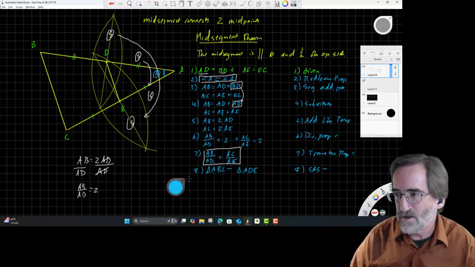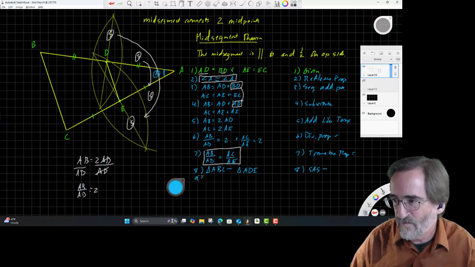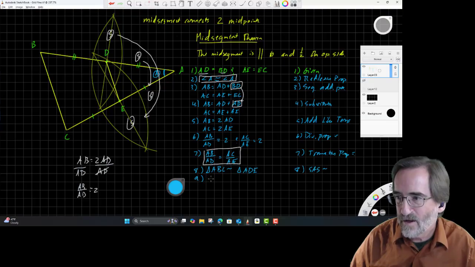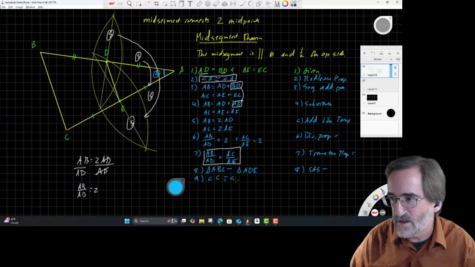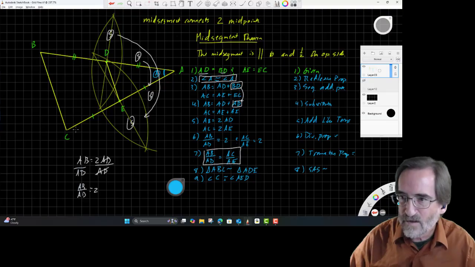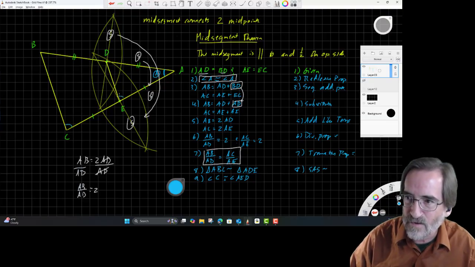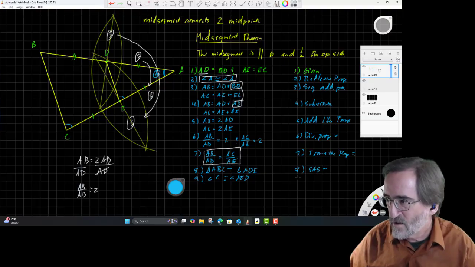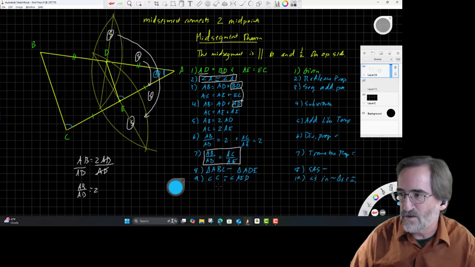Now we can use the definition of similar triangles. So 9, we know that angle C is congruent to angle AED. So this angle is congruent to this angle, since angles in similar triangles are congruent, or we could just cite the definition of similar triangles.